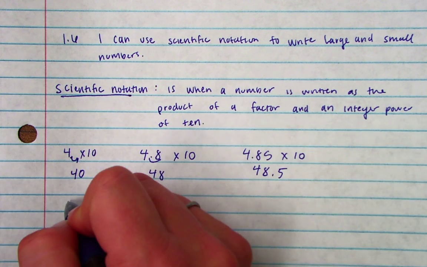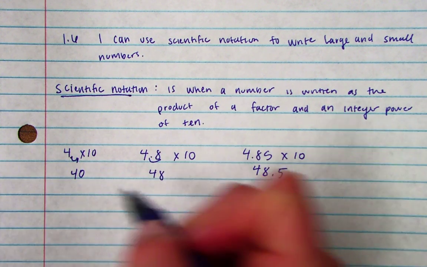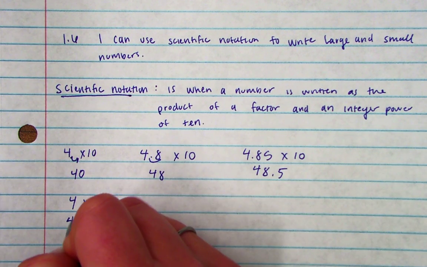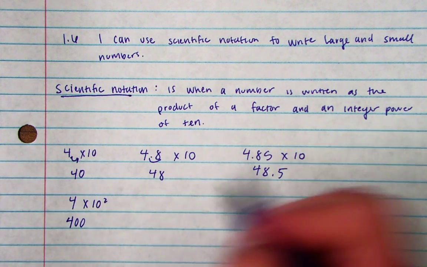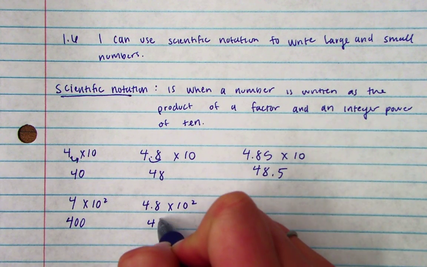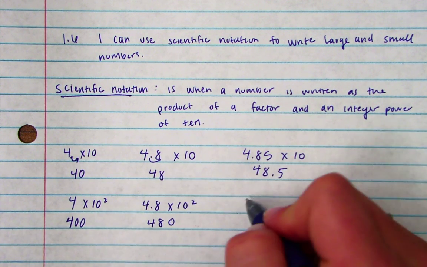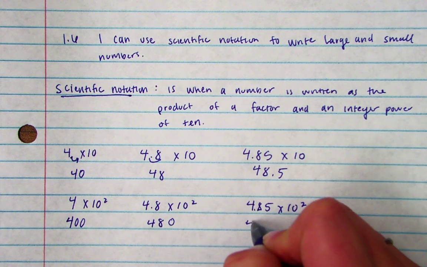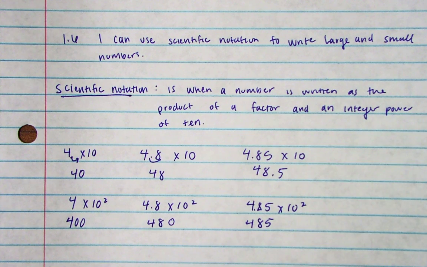And then we can also do, if I have 40 times 10 to the second, this would be 400 because I'm moving the decimal place over 2. How about 4.8 times 10 to the second? That would be 480 because we're moving it over 2. And 4.85 times 10 to the second would be 485. Like I said, we're just moving the decimal over 2 places.